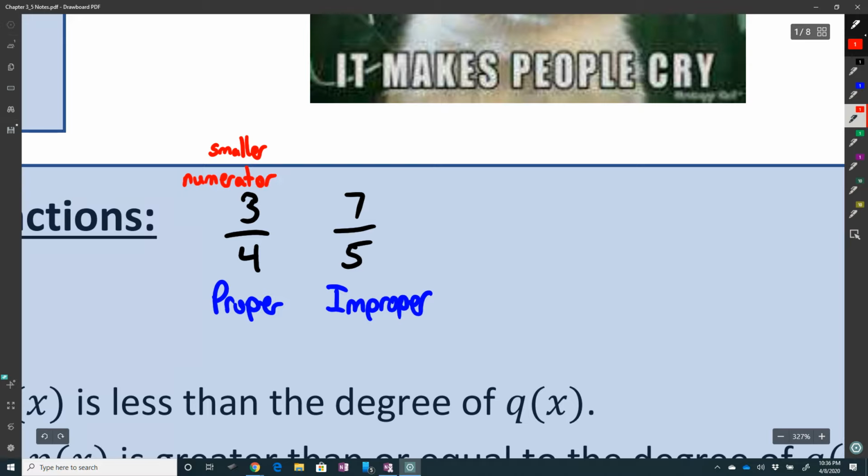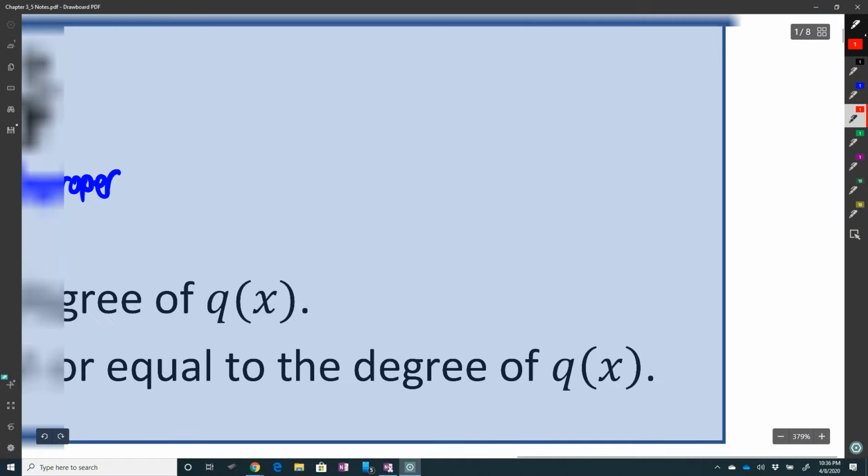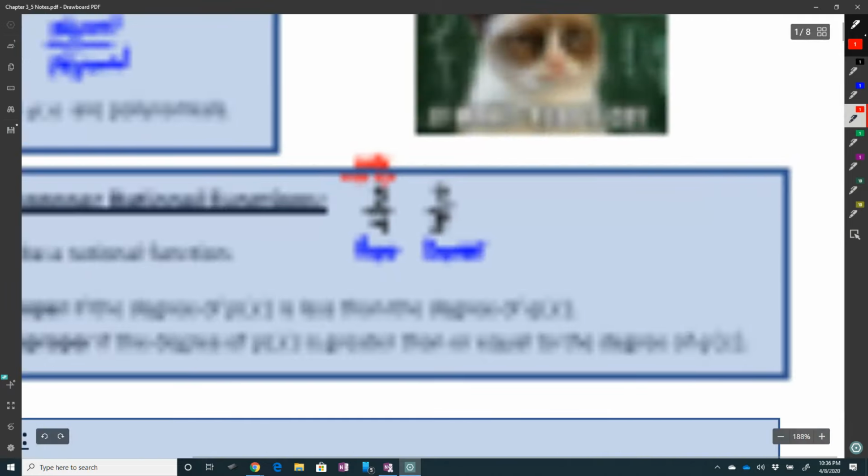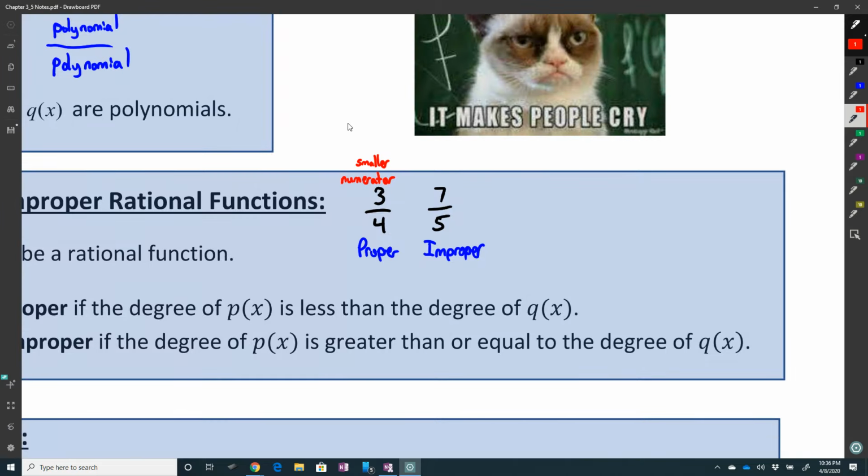Now, improper is if the, oh my god, really? Really? Okay, I'm gonna move this thing closer to me. I think my hand's hitting the zoom button. So if I bring it closer, I shouldn't hit.